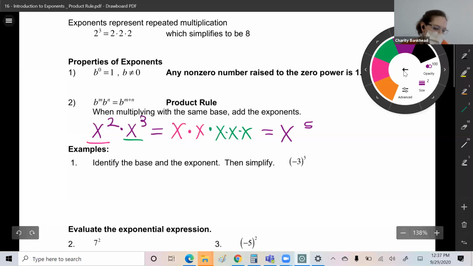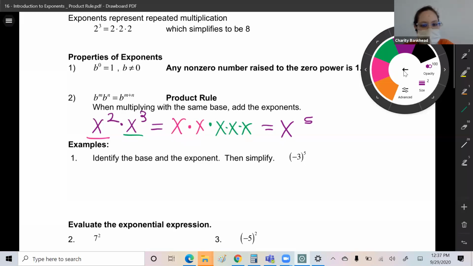And then this rule is basically just telling you a shortcut that you can do, which is just add the 2 plus the 3, and that gives you 5. So it makes sense. It's not just a completely random rule.